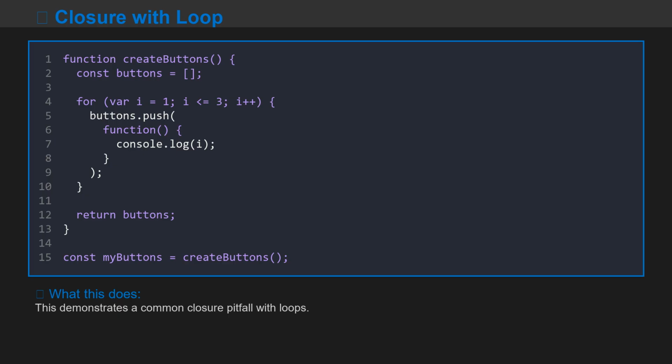Here's an important example to watch out for. We have a function that creates 3 buttons. Each button should log its index. But because of how closures work, all buttons end up logging 4 instead of 1, 2, and 3. This is a common mistake when using var in loops.